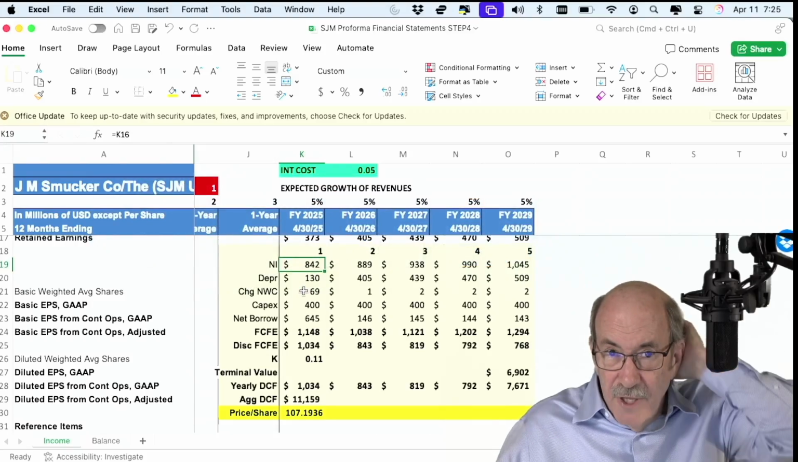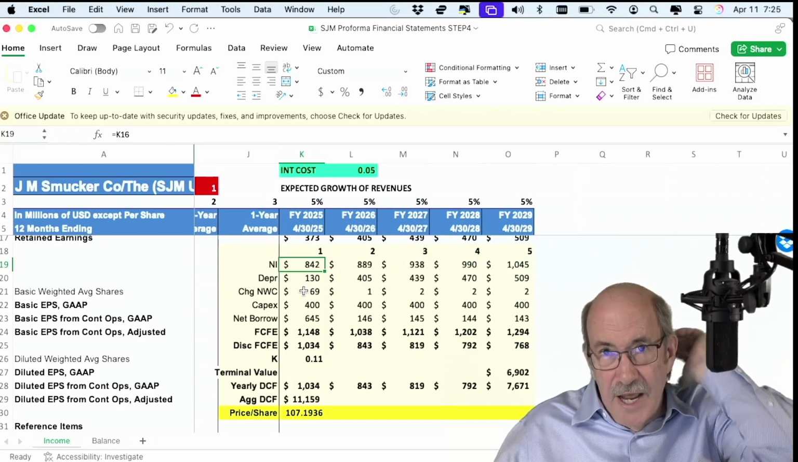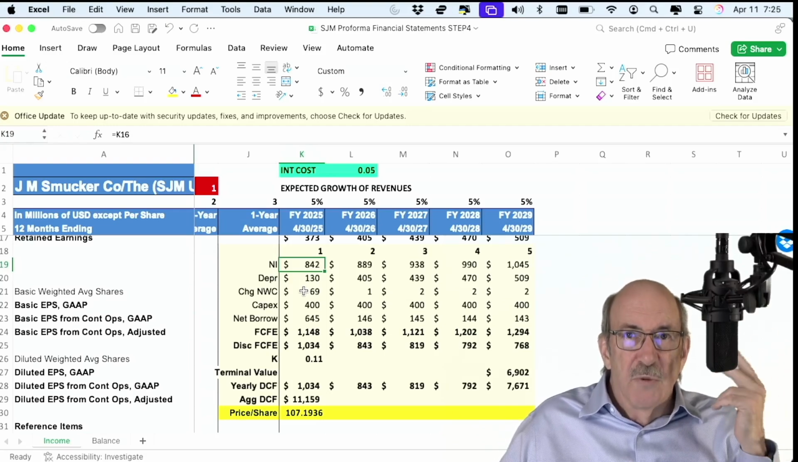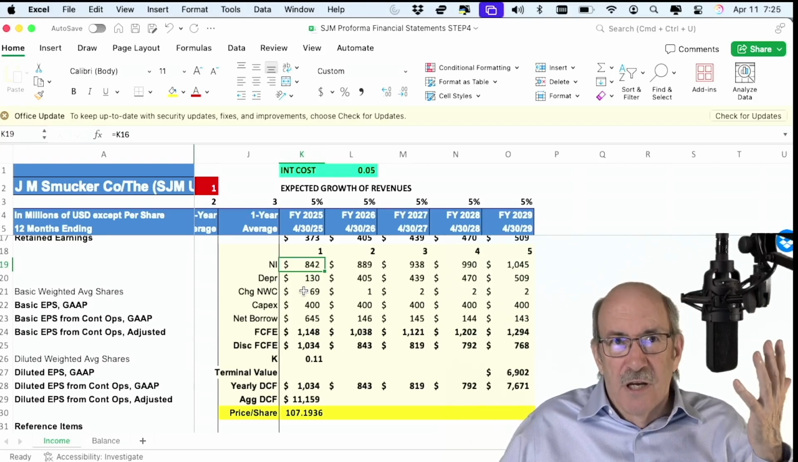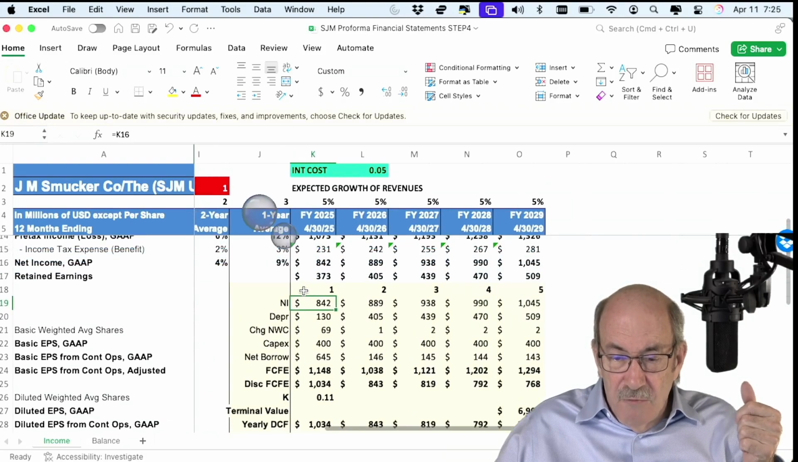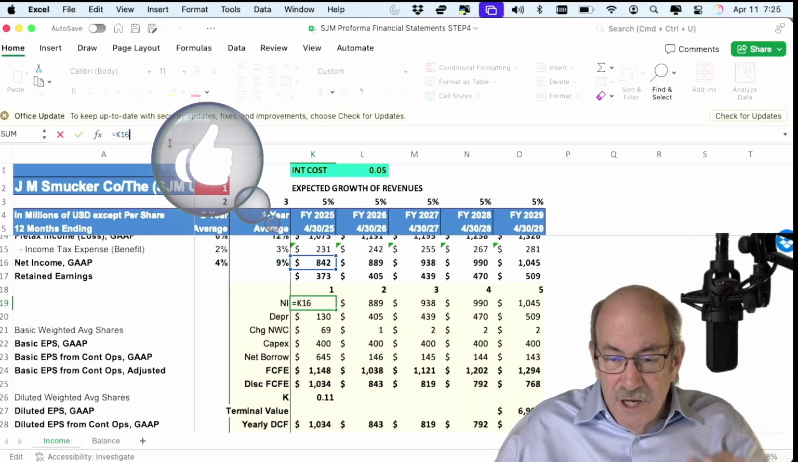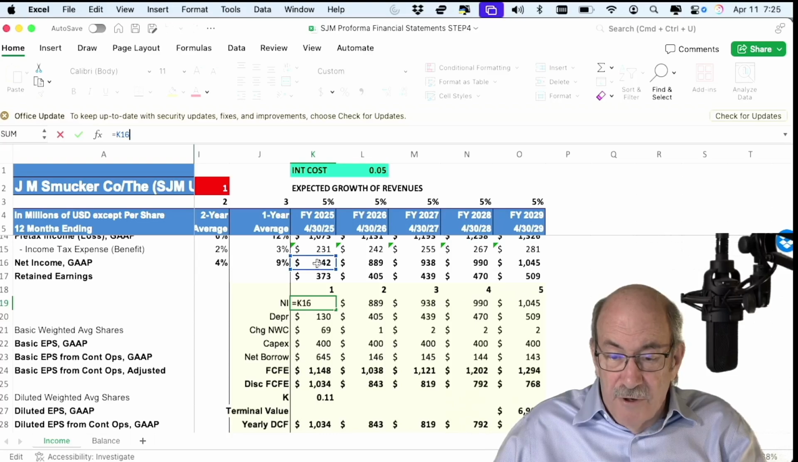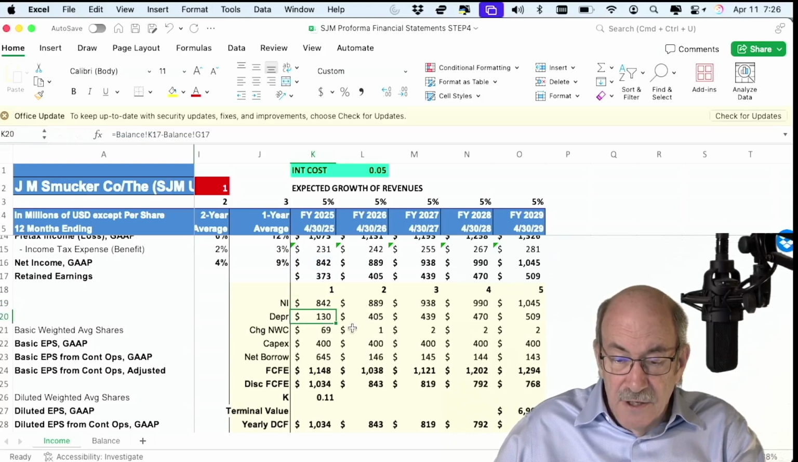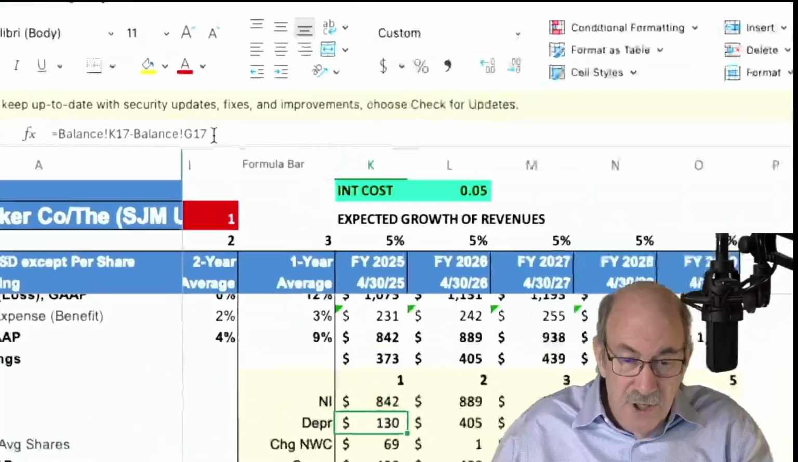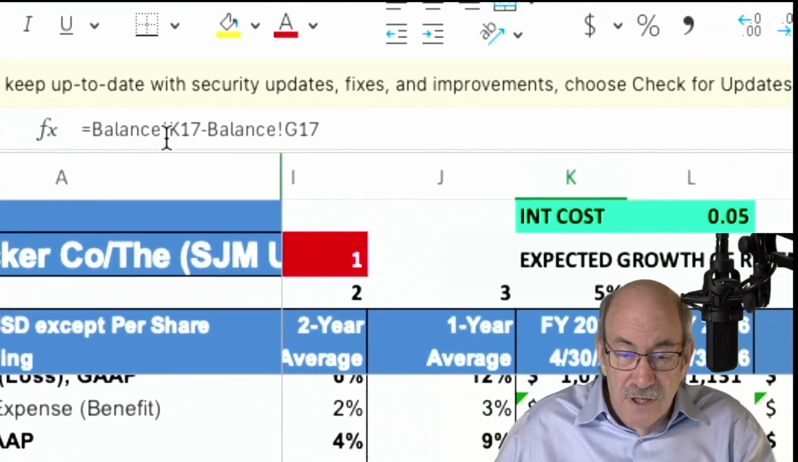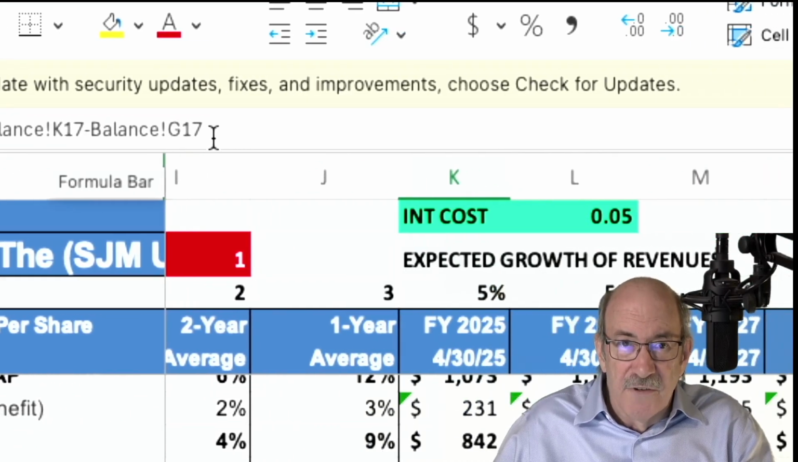All right, back to the spreadsheet. So I've chosen to use that first formula: net income, add back depreciation, subtract off net working capital, subtract off CapEx, and add or subtract net borrowings. So here, again, these all should be formulas. We've got K16, which is our net income from just above here, 842. We're going to add to that the depreciation, which comes off the balance sheet. And remember, that's a change in depreciation. So you'll notice that I actually have that as K17 minus G17.